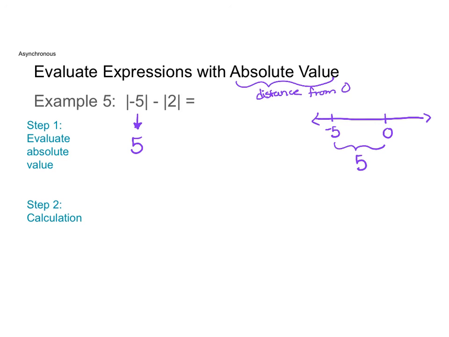Now I need to figure out the absolute value of 2. So I'm going to put 2 here. What's the distance between 0 and 2? It's just 2. So my absolute value of 2 is 2. And I'm just going to put the subtraction sign here because that's what we're doing. We're just subtracting the absolute values together. So now I have evaluated the absolute value. Now I'm going to go on to step 2, which is the calculations. Now all I do is do 5 minus 2, and that is 3.